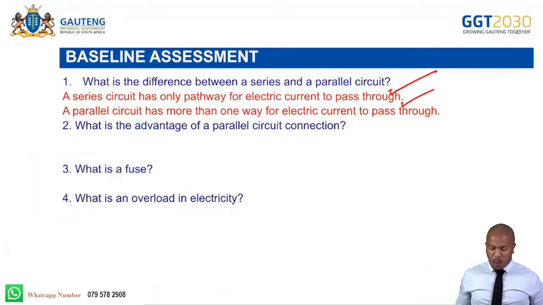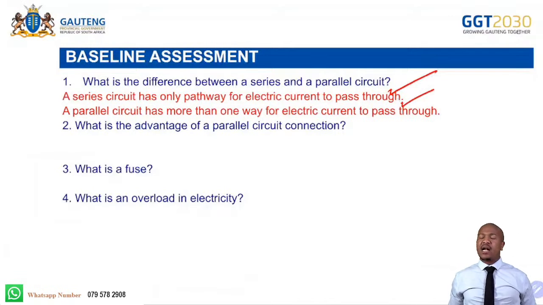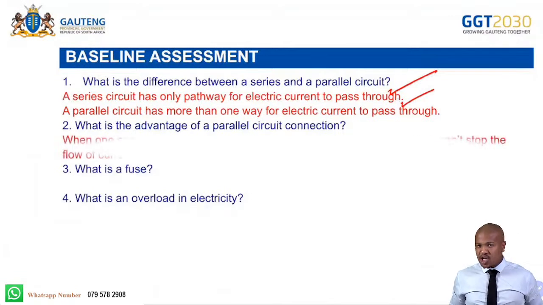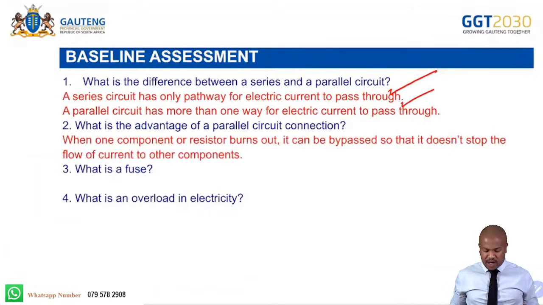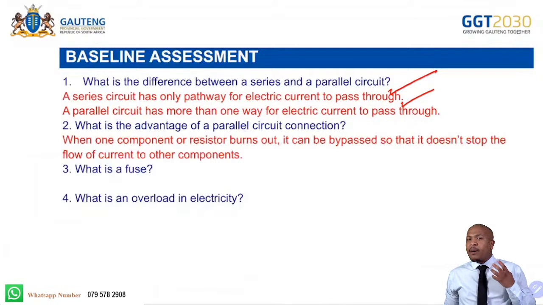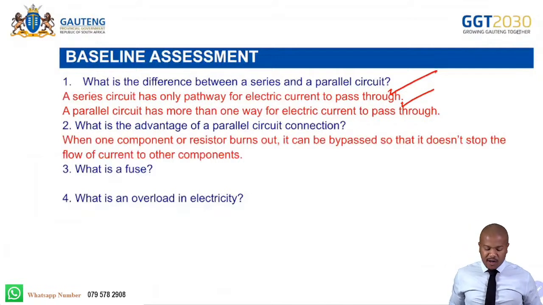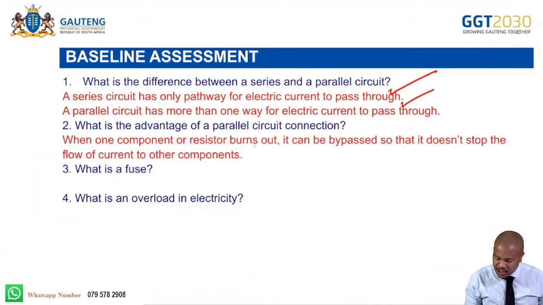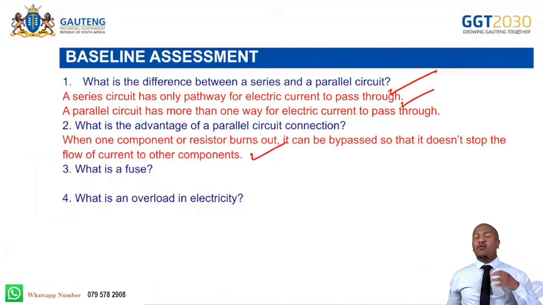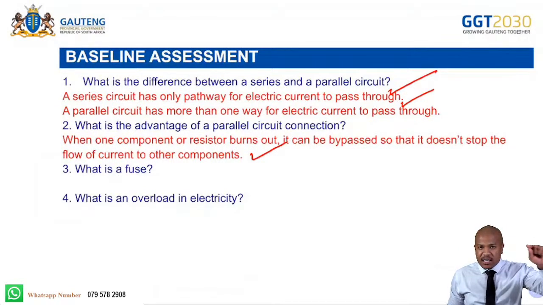Number two, what is the advantage of a parallel circuit connection? Between the two, a parallel circuit connection has the advantage that when one component or resistor burns out, it can be bypassed so that it does not stop the flow of current to other components. Meaning that if one component in a parallel circuit burns out, the rest of the circuit can still operate.